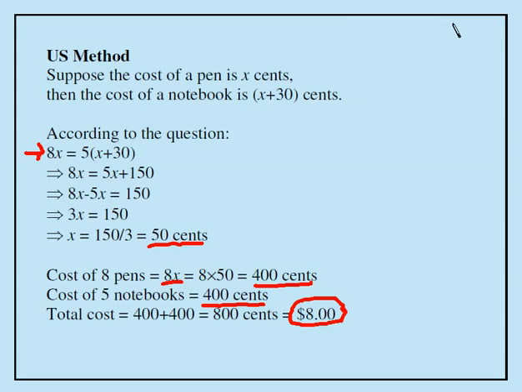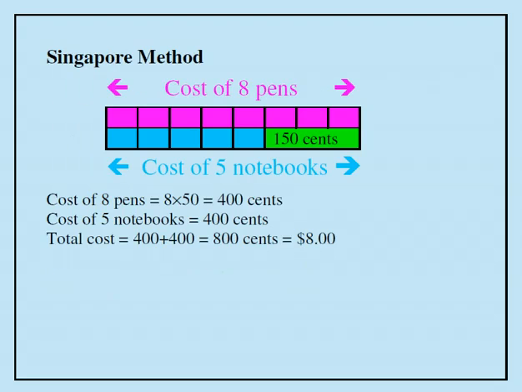Alright, let's erase all the highlights and look at the next method, and we're going to call it the Singapore method. It's visual, it's not algebraic, and we're going to see if we can make sense of this method. So I have 8 purple rectangles. They represent the price of 8 pens. 1, 2, 3, 4, 5, 6, 7, 8.